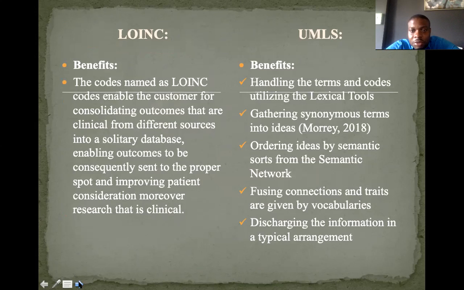The benefits of the UMLS is that it handles the terms and codes utilizing lexical tools. It orders ideas by semantic types from the semantic networks, and it also releases the information in a typable arrangement. It is used to gather synonymous terms into concepts and also fuse connections and attributes that are given by vocabularies.